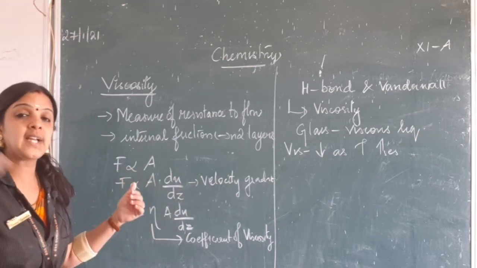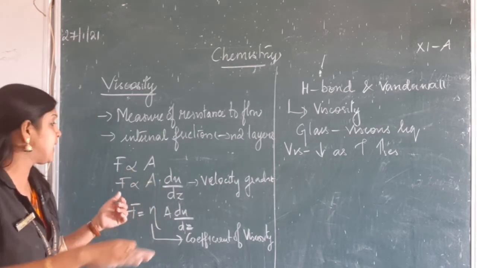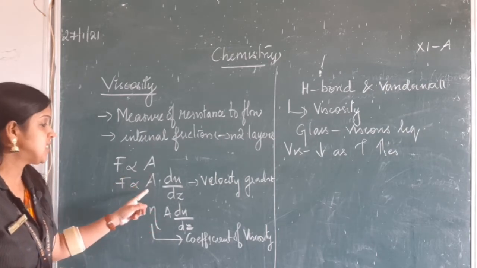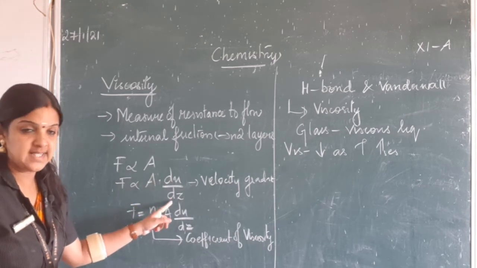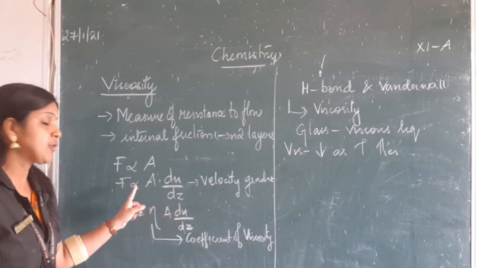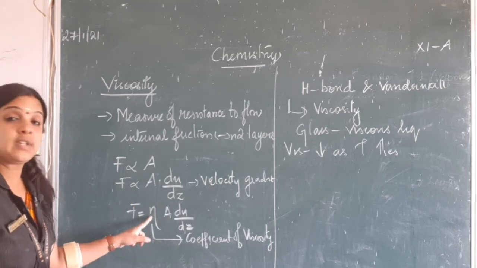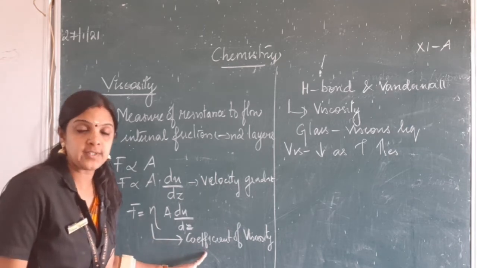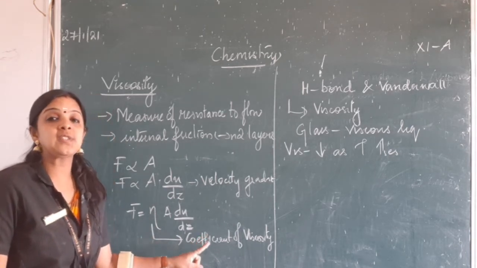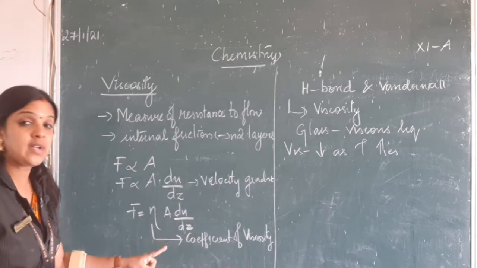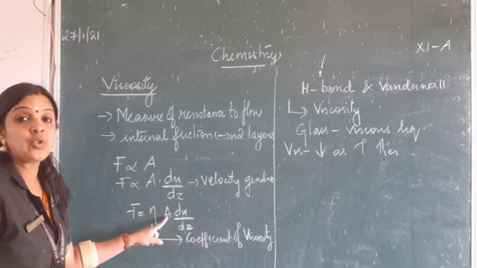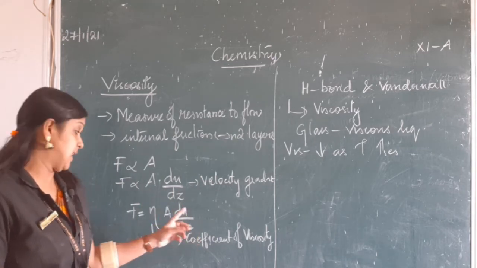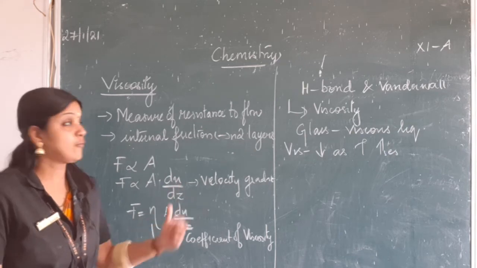So we know the frictional force that is applied over a particular area of the liquid is directly proportional to A into du by dz, the change in velocity. To remove this proportionality, we introduce a constant which is called eta, which we call the coefficient of viscosity. Coefficient of viscosity is the force which is acting on a liquid having a unit area of cross section and a velocity gradient of 1 meter per second.